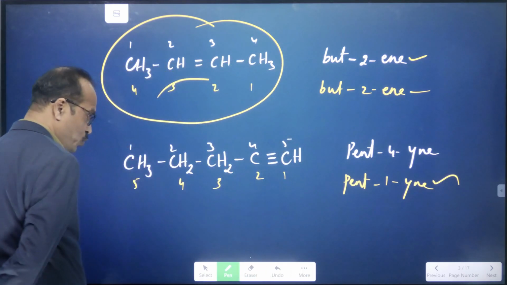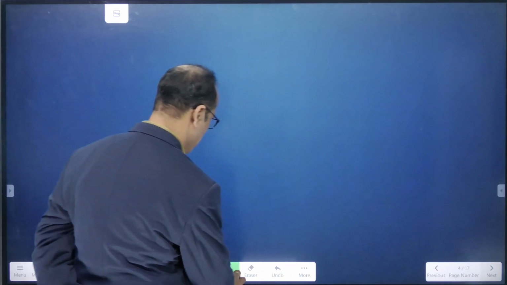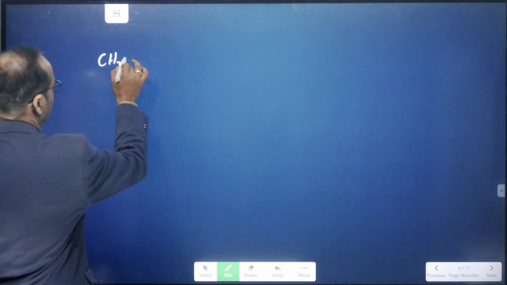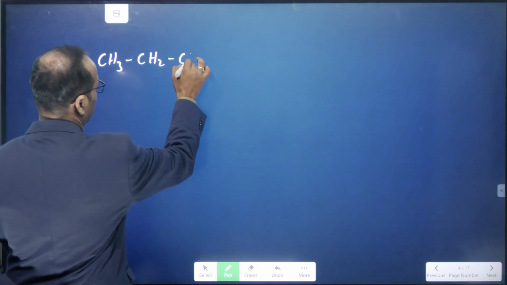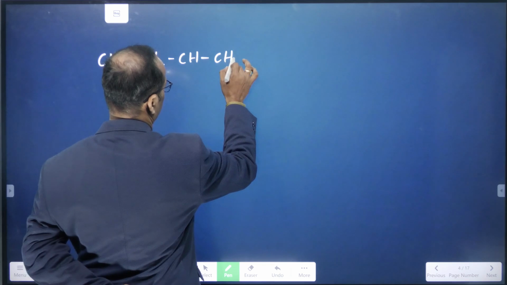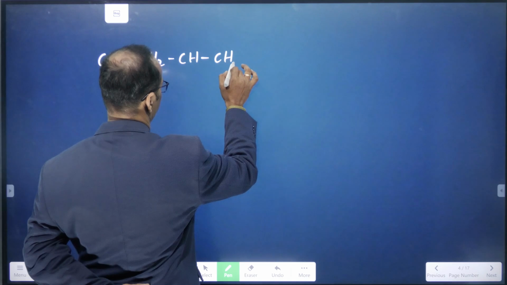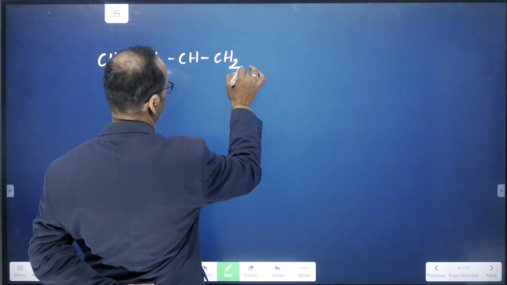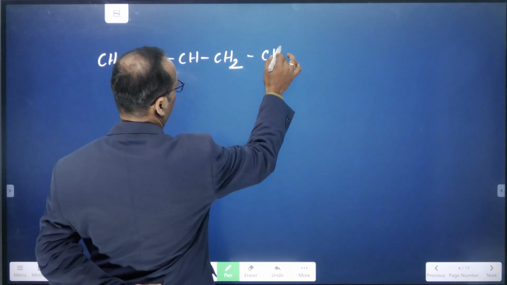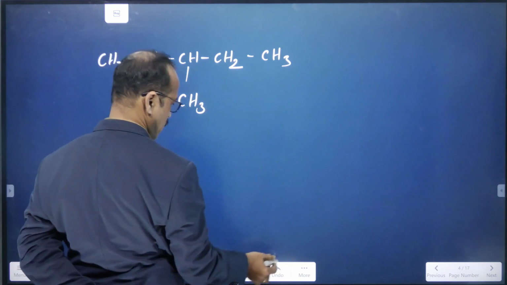Okay. Now let's go to the case where branches are there. How can we do it? Now see, students. Here CH3, CH2, CH. I'll do one thing.